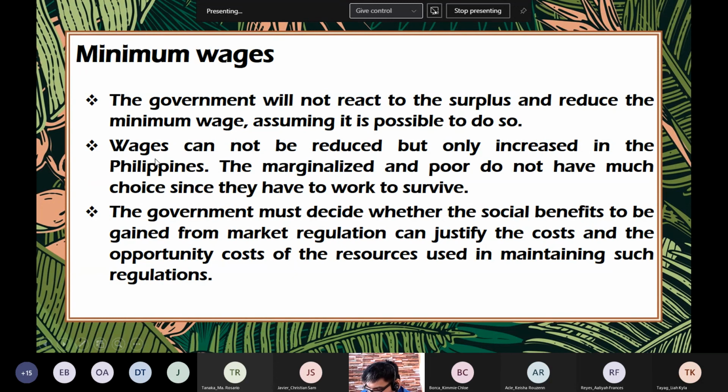Next, Patricio, second bullet, para makabawi tayo sa recitation. Wages cannot be reduced but only increased in the Philippines. Yes. The marginalized and poor do not have much choice since they have to work to survive. Correct, no? Wala pa naman ako narinig na country na nagbaba ng minimum wage. Let's say 537 na, babawiin mo ulit, gagawin mong 512. Back to the previous price. Hindi naman kasi pwede yun kasi tumataas ang presyo ng mga bilihin tapos magbababa ka ng minimum wage. No? And last bullet point for this slide, Ma'am Maradlo.